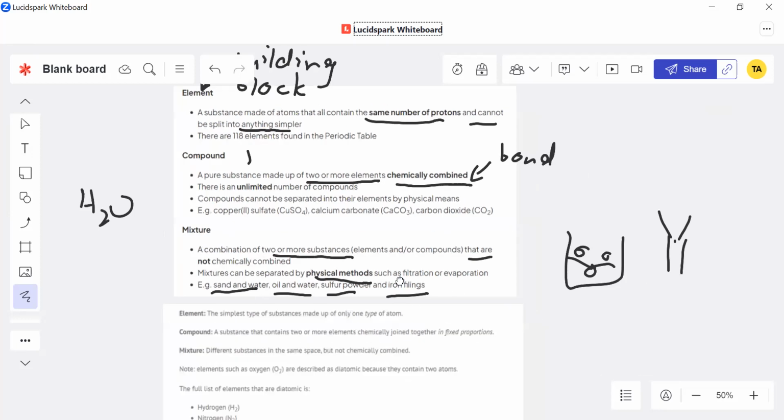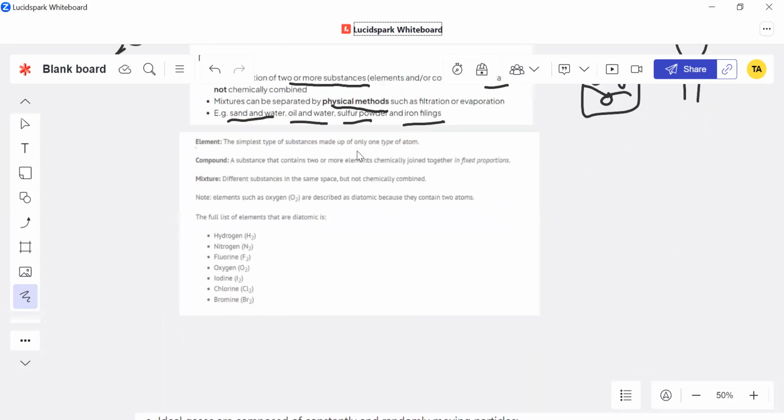So let's go on to the summary now. Elements, you need to know the definition. Element: the simplest type of substance made up of only one type of atom. Compound is a substance that contains two or more elements chemically joined together in fixed positions, in a fixed proportion. And a mixture is different substances in the same space, but not chemically combined.